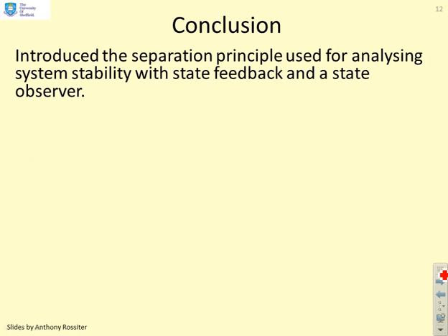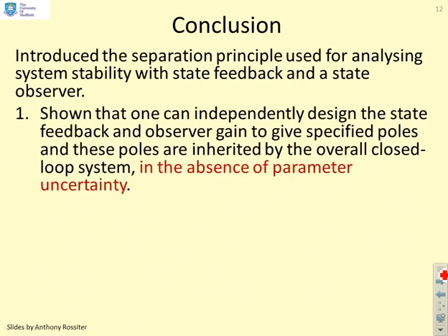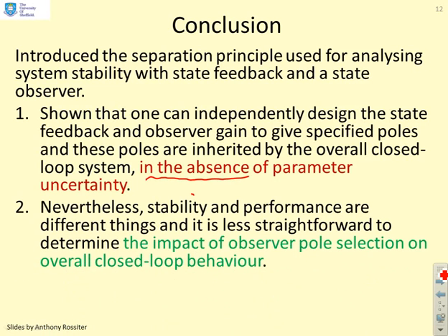So, conclusion: we've introduced the separation principle used for analysing system stability with state feedback and a state observer. And we've shown that you can independently design the state feedback and the observer gain to give the specified poles, so we can assess the overall closed loop stability, critically in the absence of parameter uncertainty. However, here's the key point: stability and performance are different things. So the separation principle will guarantee stability, but it will not guarantee performance.